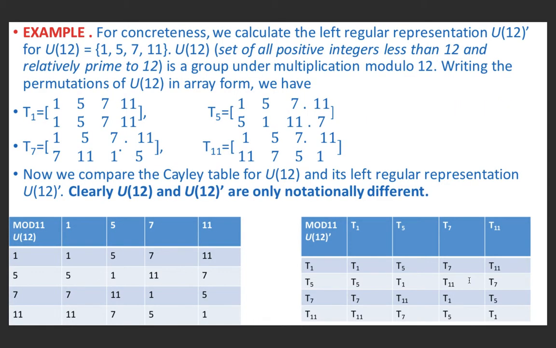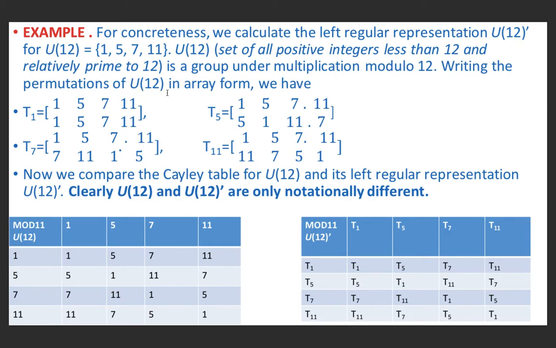For concreteness, we calculate the left regular representation U12' for U12. We discussed that U12 is nothing but {1, 5, 7, 11}, because U12 is the set of all positive integers less than 12 and relatively prime to 12. So it is 1, 5, 7, 11. U12 is a group under multiplication modulo 12.